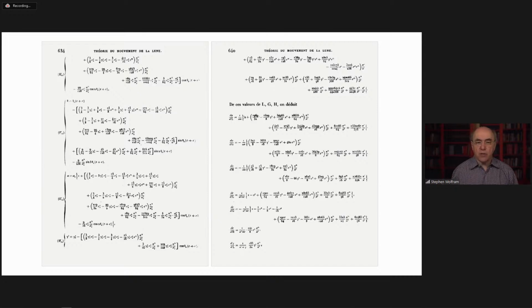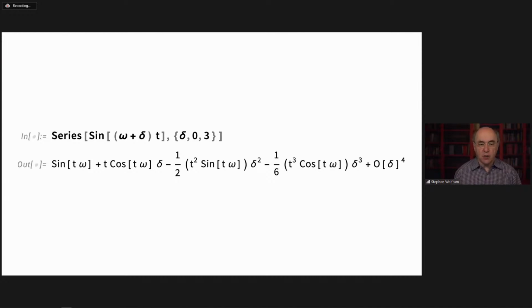The basic problem was that Delaunay wanted to represent his results in terms of functions like sine and cosine, but in his computations, he often wanted to do series expansions with respect to the frequencies of those functions. So here's kind of a minimal case, a series of sine(omega + delta) t expanded with respect to delta. What we see is we get sine(t omega) plus t cosine(t omega) times delta, minus a term with delta squared and a term with delta cubed and so on.